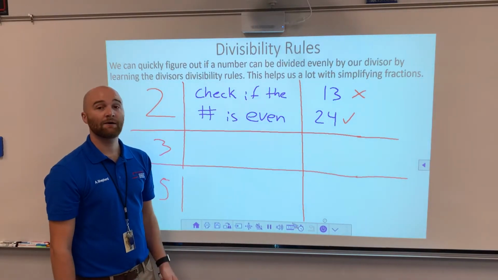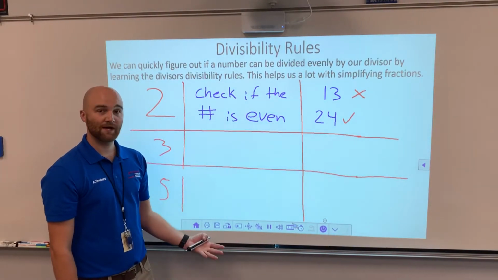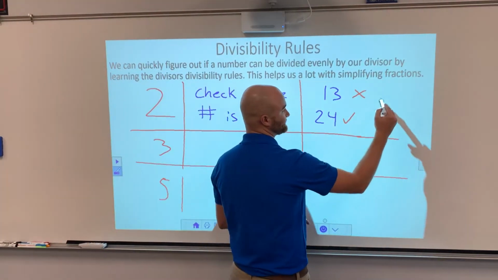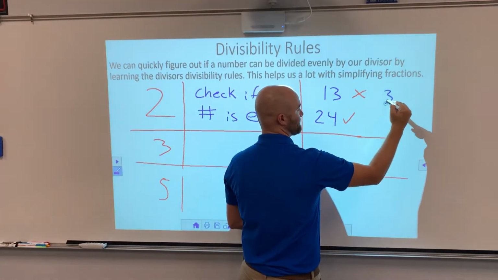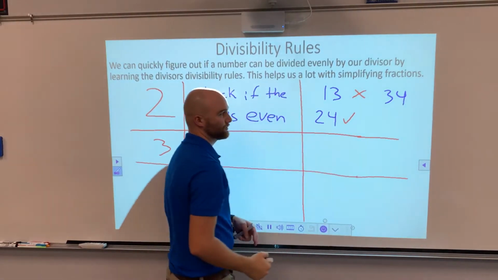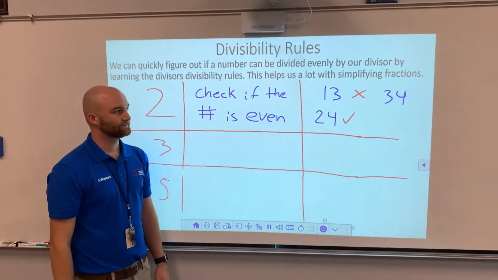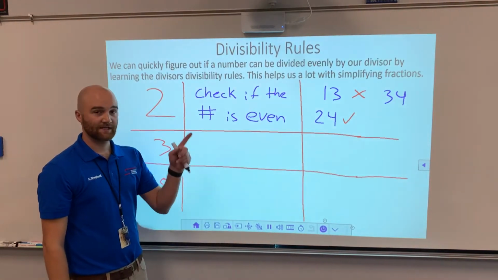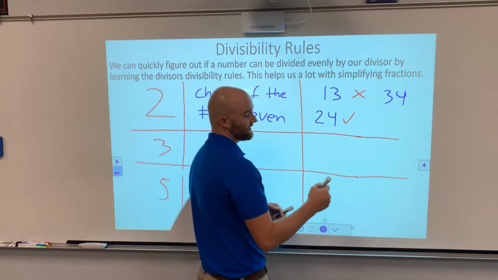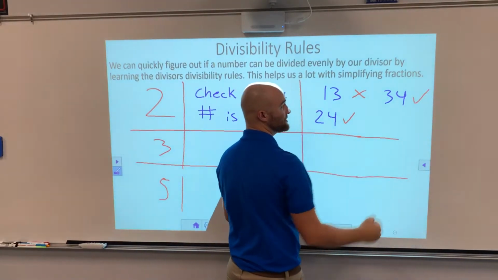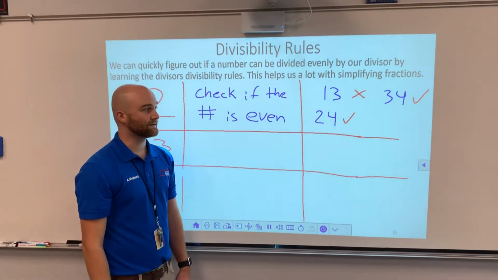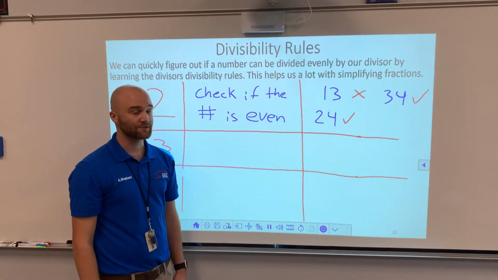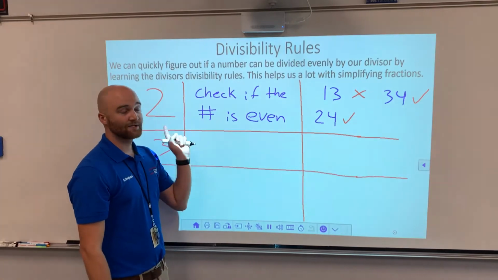I'm going to give you one, and I want you to see, do you think it's going to be divisible by 2 or not divisible by 2? Let's try an easy one first. 34. I think 34 is going to be divisible by 2 because it's an even number. And sure enough, if I were to divide 34 by 2, I get 17. 17 is a nice, neat number. It doesn't have any decimals, it doesn't have any fractions, so I know that 34 was divisible by 2.